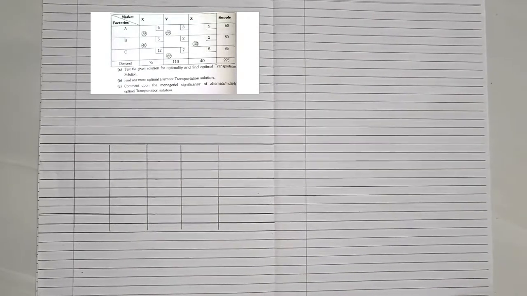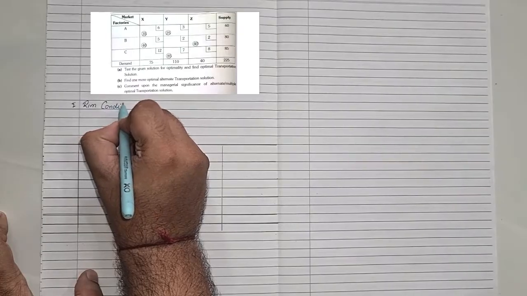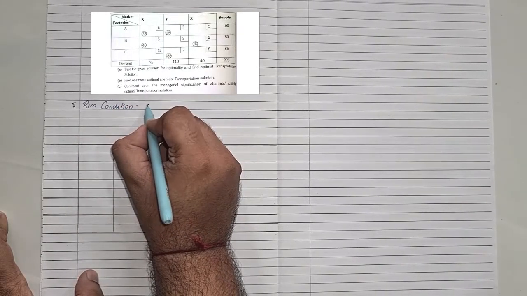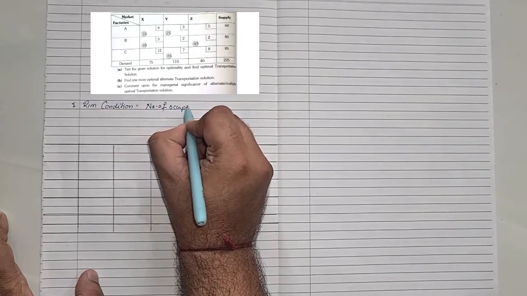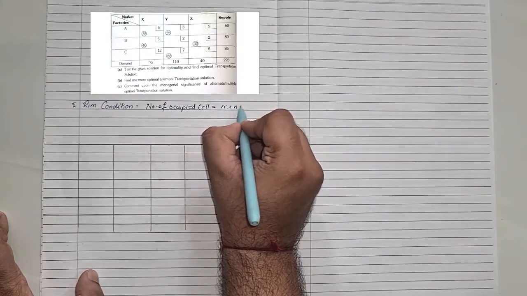First thing we'll have to check is the rim condition. Whenever they give you already allocated values, the very first thing that you need to do is check for the rim condition. So what I'll write here is, number one, I'll check for the rim condition. The rim condition formula is basically number of occupied cells should be equal to m plus n minus 1.